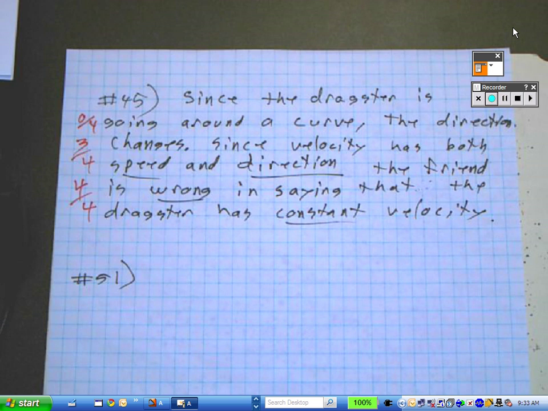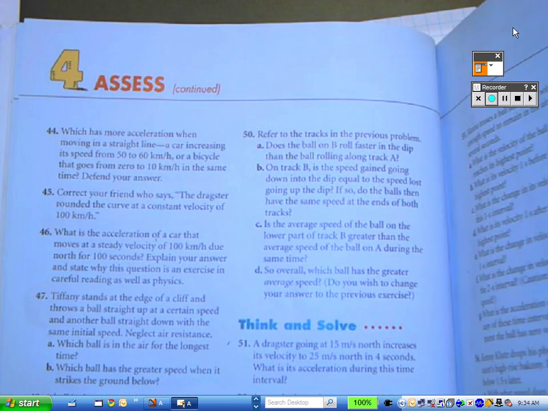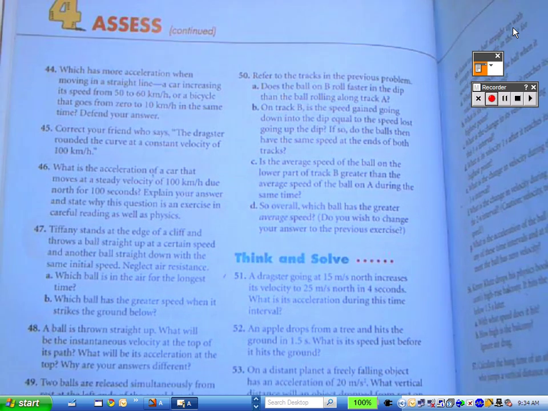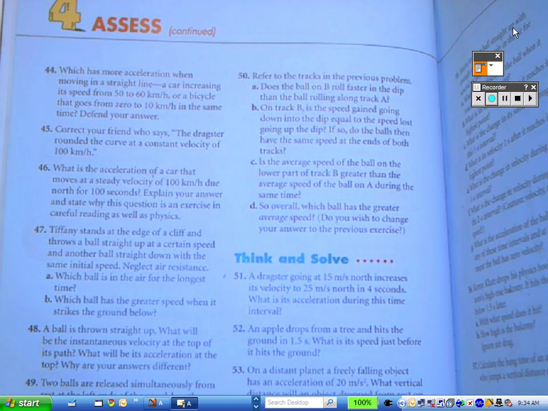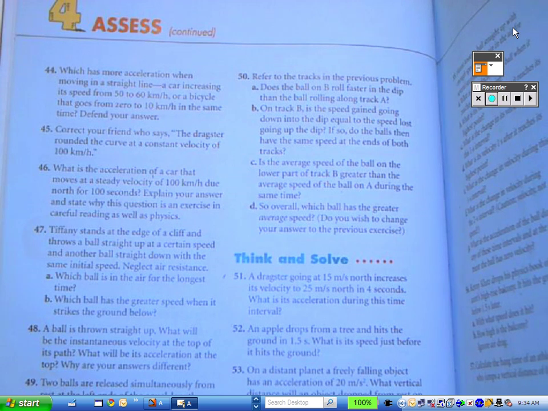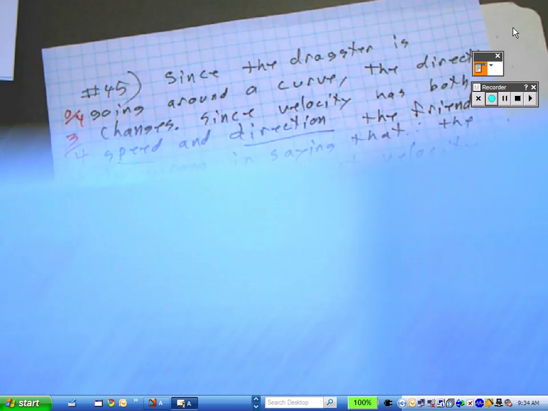The other kind of problem is number 51. Let me just show you where number 51 is in the textbook. So you would find it right there. It says in number 51, a dragster going 15 meters per second north increases its velocity to 25 meters per second north in 4 seconds. What is the acceleration during the time interval? So you could solve that a couple different ways.